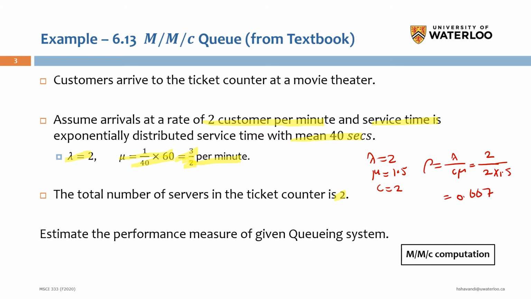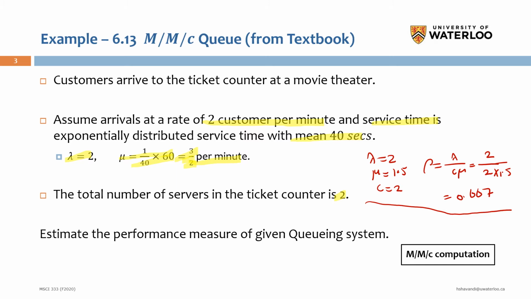Okay, so we have the parameters here. We have all the parameters that we need to use the formulas in order to calculate the performance measures. So we go to the Excel file, to the sheet of the M/M/C model, and then we will enter these parameters over there in order to get the performance measures.